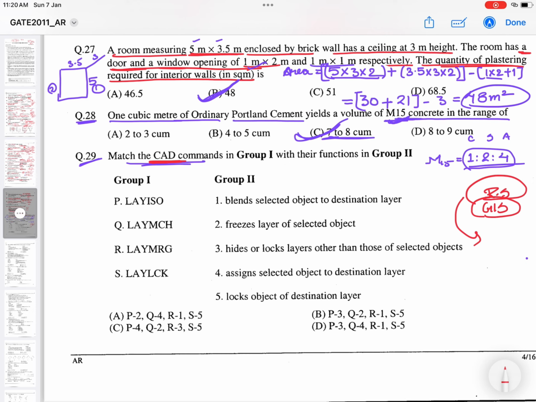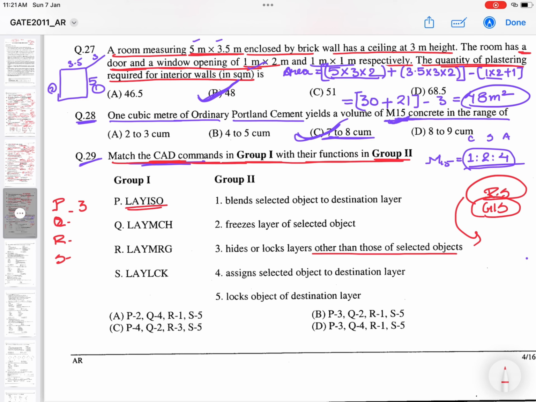Now match the CAT command in group 1 with their function in group 2. Okay, now this is easy. We have done it. If you are working in an office, you know it. Now I'll just make it here: P, Q, R and S. Now P stands for LAYISO. LAYISO is blend selected object to destination layer? No. Freezes layer? No. Hide or lock layers other than those of the selected object. Yes, we used to use it very much. LAYISO, I still remember.